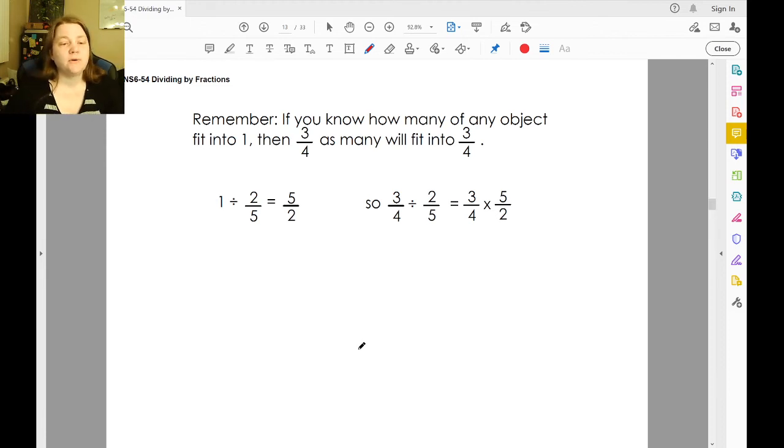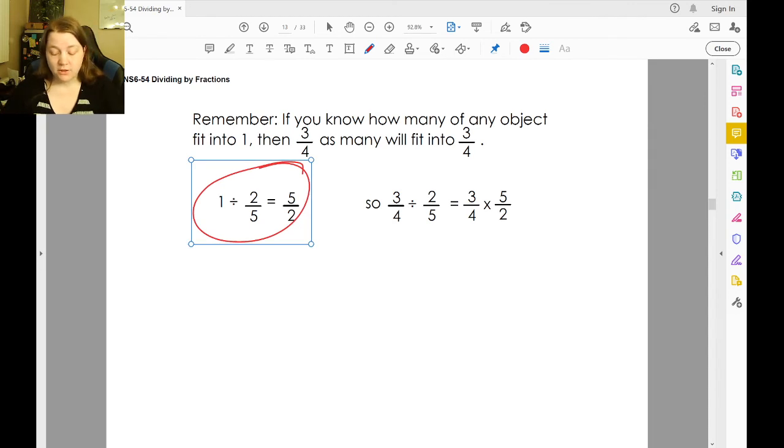So remember that if you know how many of any object fit into 1, then 3/4 as many will fit into 3/4. So if I have 1 divided by 2/5 equals 5 over 2, that means 3/4 divided by 2/5 equals 3/4 times 5 over 2. Kids, this is where they're multiplying the reciprocal. 3/4 stays the same. The division sign turns into multiplication. And 2/5 turns into its flip-flop, 5 over 2.